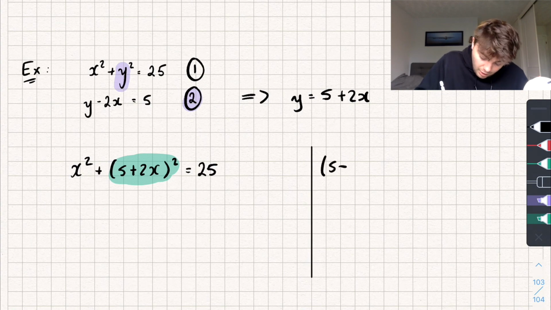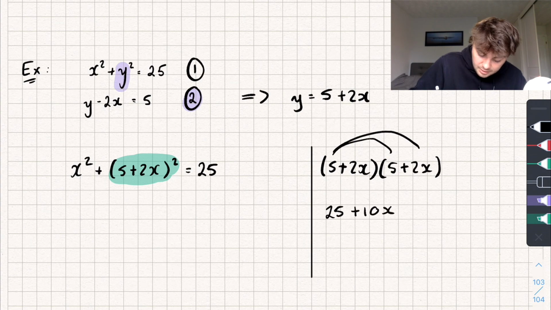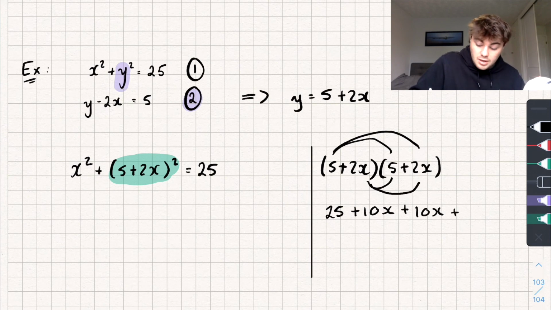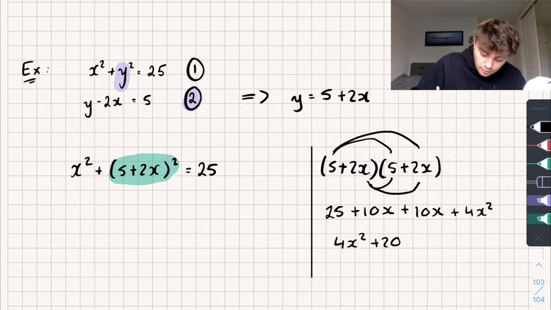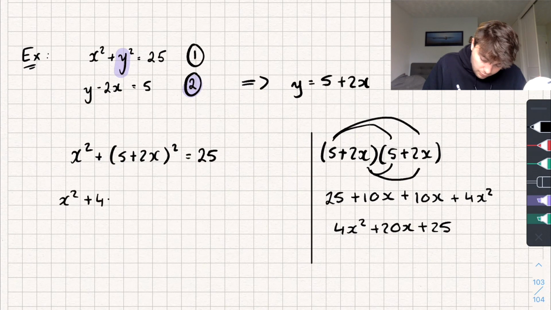So we've got 5 plus 2x multiplied by 5 plus 2x, and so we get 5 multiplied by 5, which is 25, 5 multiplied by 2x, which is 10x, 2x multiplied by 5, which is 10x, and 2x multiplied by 2x, which is 4x squared. And collecting like terms, we're going to get 4x squared plus 20x plus 25. So substituting that in for that (5 plus 2x) all squared, we're going to get x squared plus 4x squared plus 20x plus 25 equals 25.